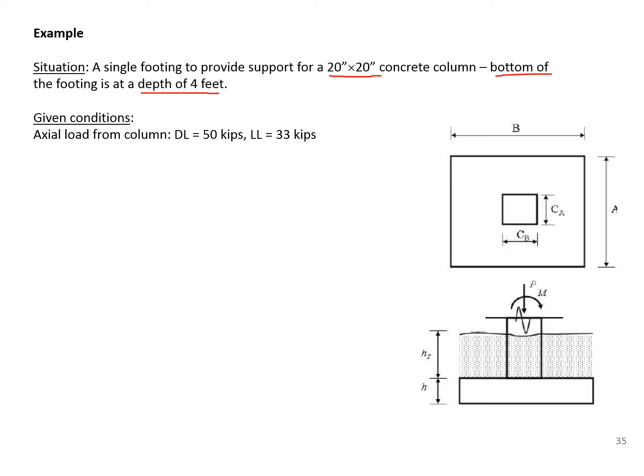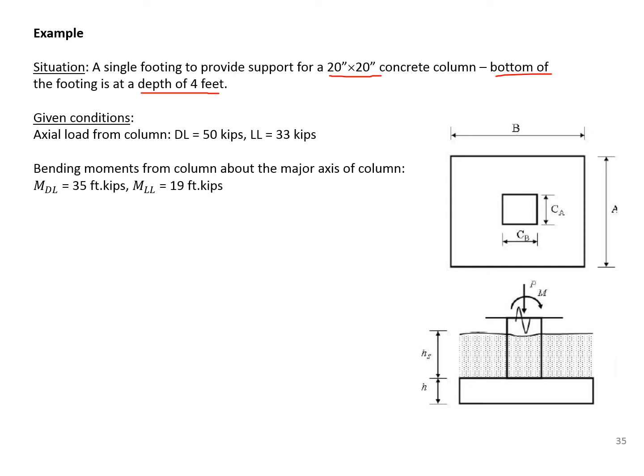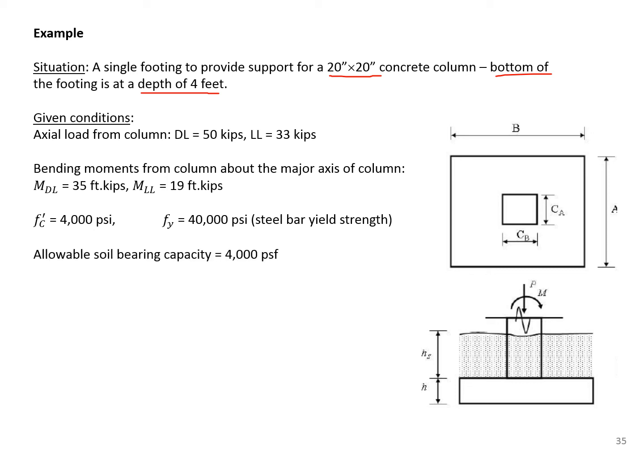And we have the total axial load as 50 for dead load, 33 for live load. For the moment, we have 35 foot-kips for the dead load and 19 foot-kips for the live load. We have selected the material types: f'c as 4000 psi and fy, which is for the steel bar, yield strength at 40,000 psi.